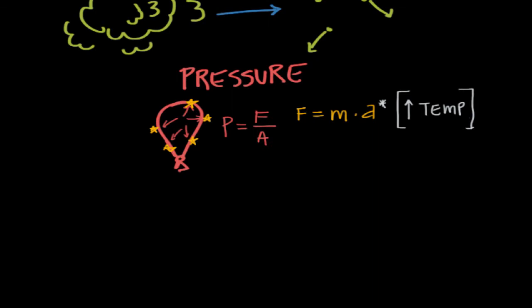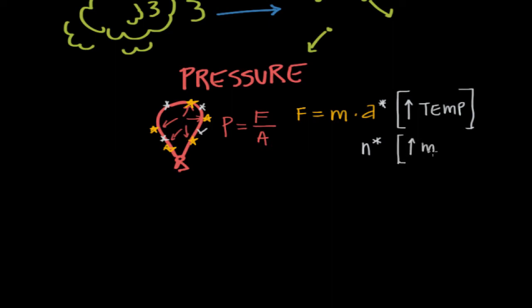Well, if the total pressure is the sum of those little individual collisions, more collisions would mean more pressure. But how do we increase the number of collisions? One method might be to add more particles, because more particles means more collisions. So more moles of gas. Remember that moles is simply referring to the number of particles.